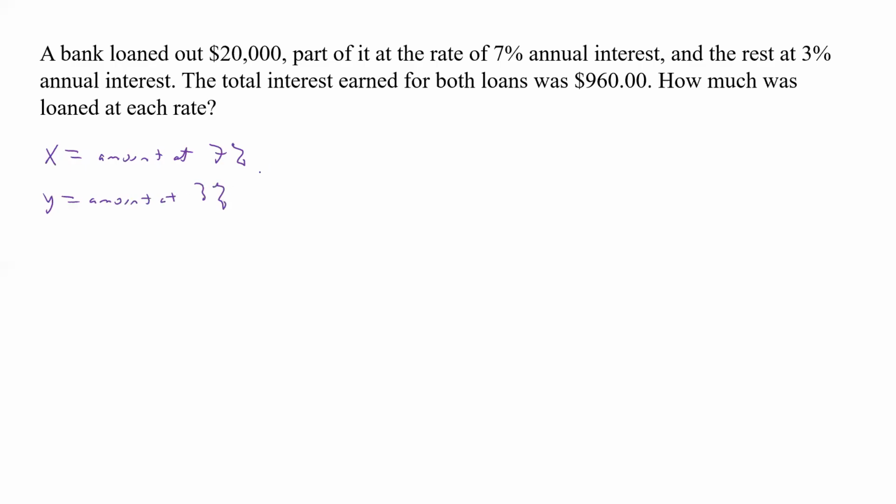Okay. All right. So we know the total amounts are going to equal $20,000. So if we take X plus Y, that's 20,000. Now if we take it times their percents, 0.07x plus 0.03y equals 960, the total amount of interest, because that's going to give us interest here. And remember, from percentages, we have to convert those to decimals to make them work.